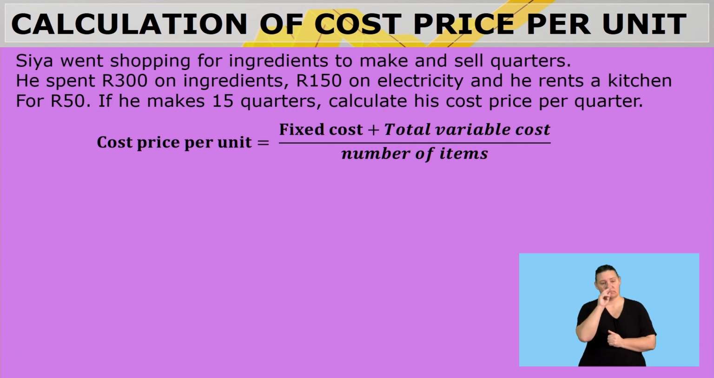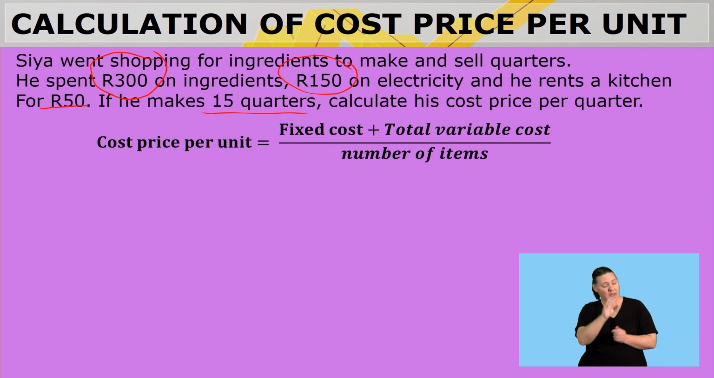Let's look at a calculation. Sia went shopping for ingredients to make and sell quarters. He spent 300 Rand on ingredients, 150 Rand on electricity, and he rents a kitchen for 50 Rand. If he makes 15 quarters, calculate the cost price per quarter.